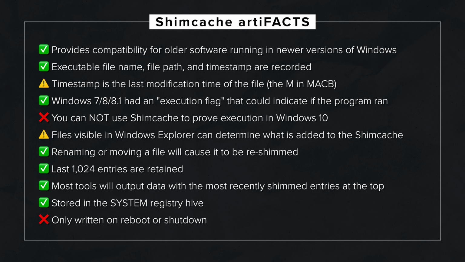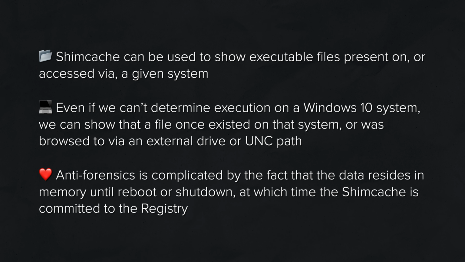Now let's talk about why we should even care about Shimcache to begin with, especially if we can't use it to prove execution in Windows 10. Well, here's why you should care. Shimcache can be used to show files present on or accessed via a given system. Even if we can't determine whether or not something executed on a Windows 10 system, we can show that an executable file once existed on that system. You see, deleting or even securely deleting an executable does not cause it to be removed from the shimcache. This is a key concept to understand.